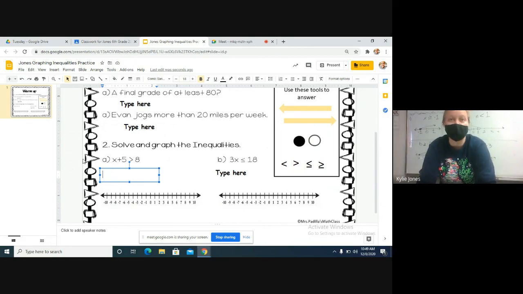Where it says type here, click it twice and you can delete type here and type your answer. And then you need to graph the inequalities as well. So there are 2 problems where you write the inequalities and then 2 problems where you solve and graph them.